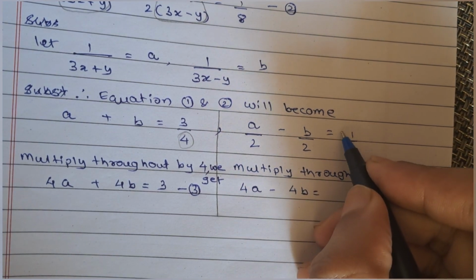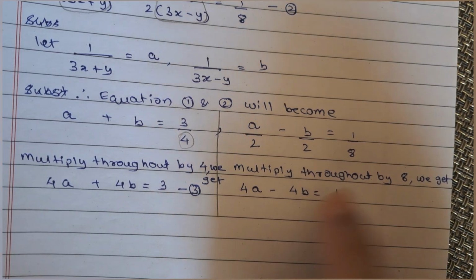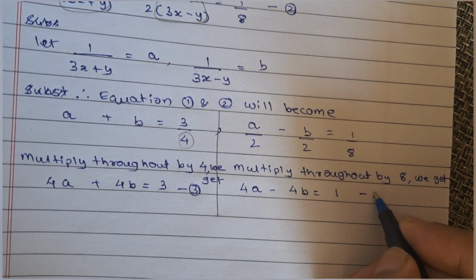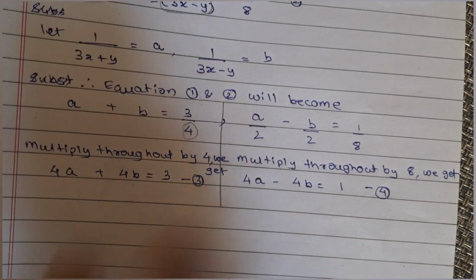And finally over here, if I put 8 will get cancelled, I will get 1. This is a more decent equation than this. So let me number it as equation number 4. So I have two new equations over here. Let me focus on this now.